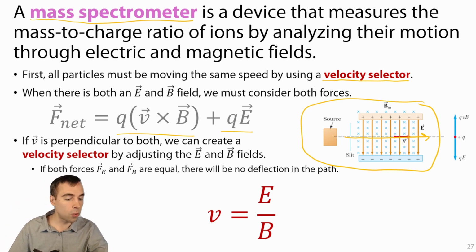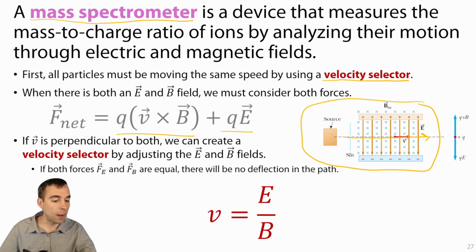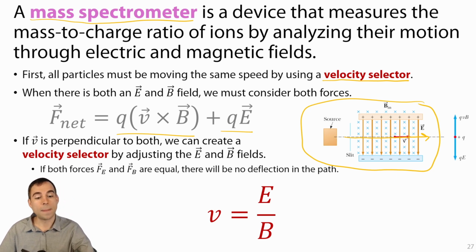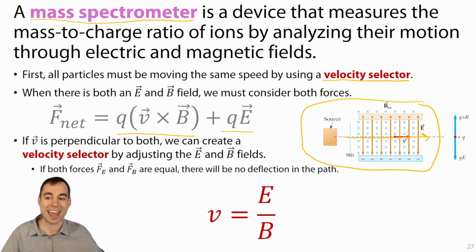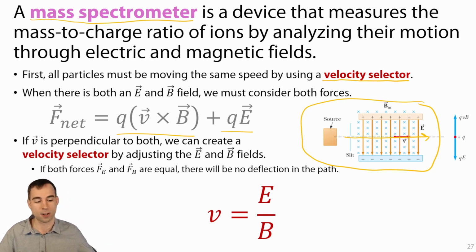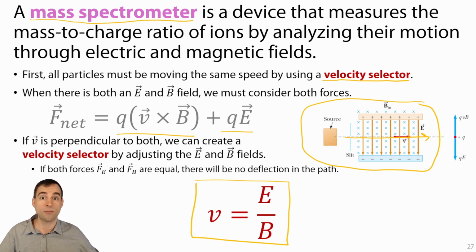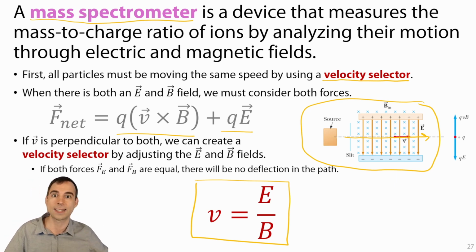The electric force might push a positive charge downward in this velocity selector, but the magnetic force might push it upward. And if we balance just the right magnetic field and electric field, then we can find a way to tune the velocity of particles as they move through this velocity selector. That velocity would essentially be based on the strength of the electric field divided by the strength of the magnetic field. This would give us a constant velocity for particles after they leave the velocity selector.